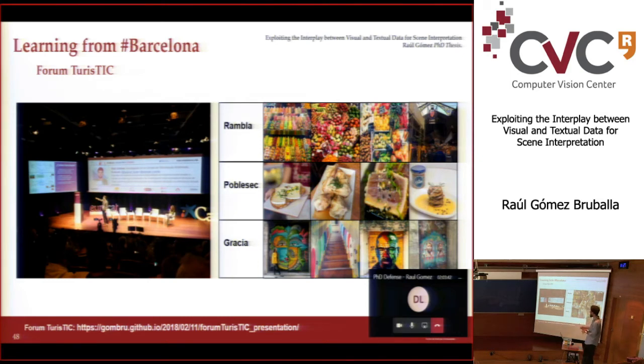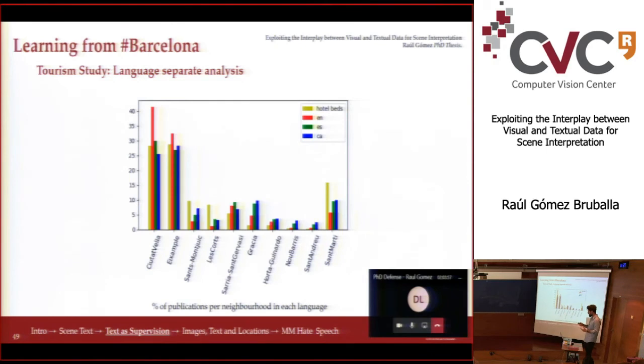So while I was doing this presentation, I realized that most of the data I was learning from was data from tourists. And I thought that I could also use these tools to analyze the tourism in a city. So what I did was a language-separate analysis. I did the same analysis in English and in local languages, Spanish and Catalan, assuming that English publications were from tourists and publications in local languages were from locals.